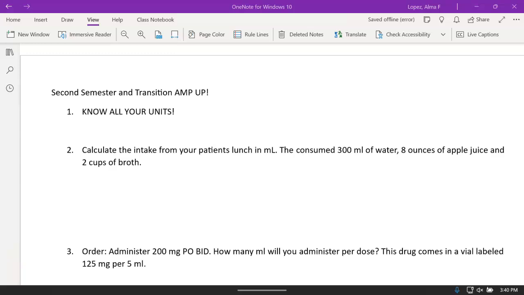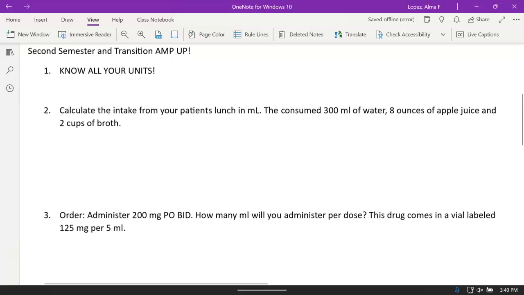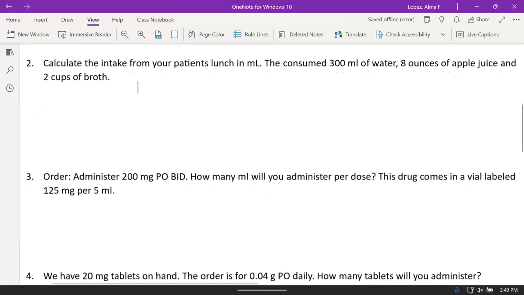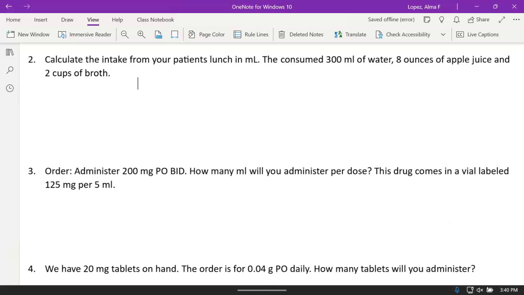This is your second semester in transition AMP Up. I just do want to remind you real quick, rounding will be indicated on each one of your problems. And also do not ever round any weight if that is something that comes up in your problem. Okay, so first of all, know your units. If you still haven't got your units quite down, make sure you know those before you go in to take your test, because any and all units can pop up.